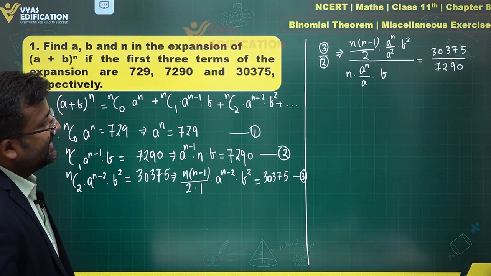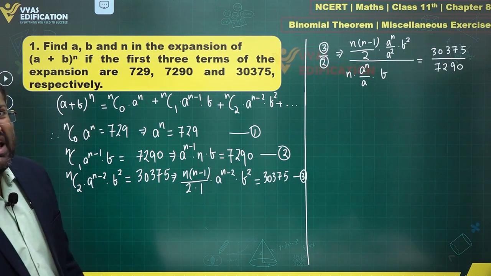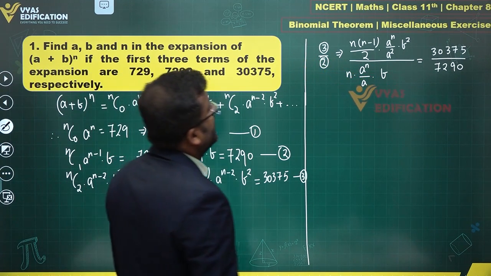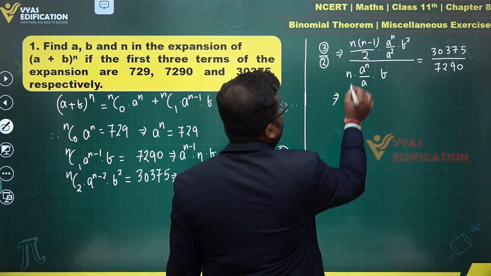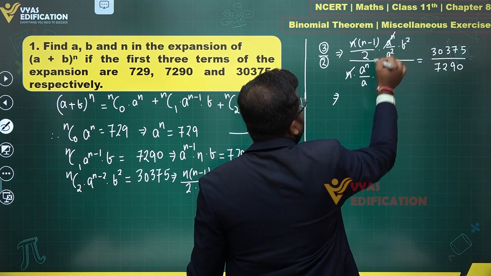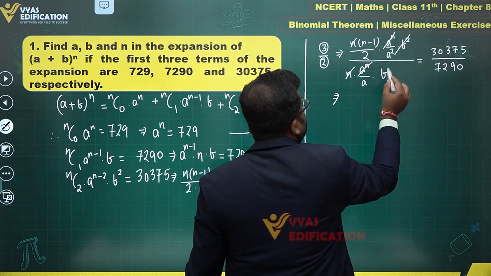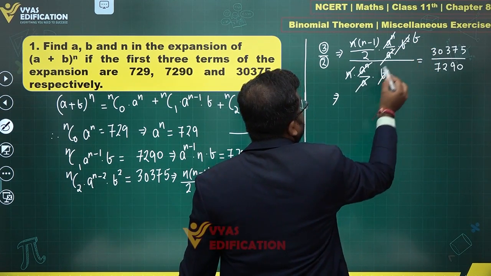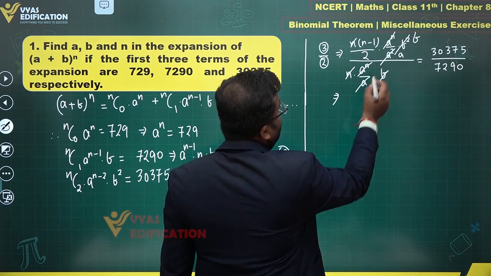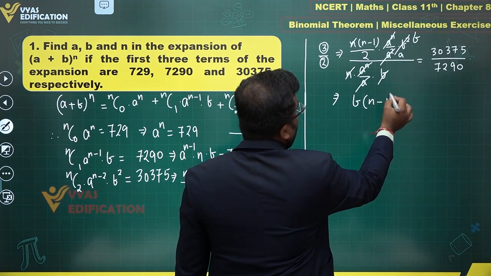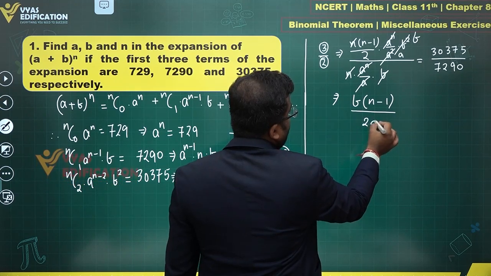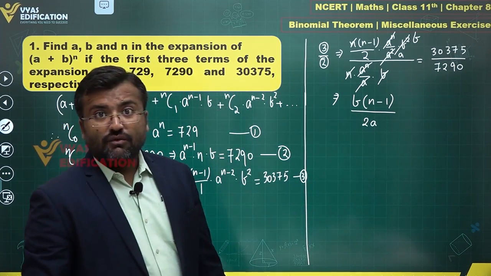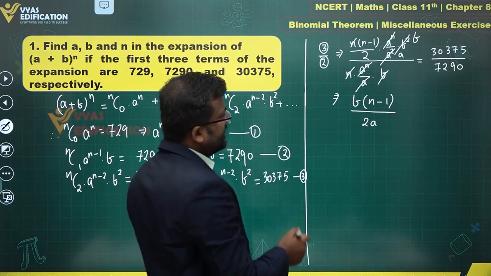A power n will get cancelled. B and A will also get cancelled. What remains is: this n goes, this A power n also goes, this B square goes, this A square goes. A remains, B n minus 1 by 2A. This remains, right? Which is equal to that expression over here.